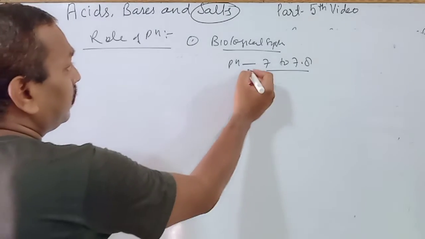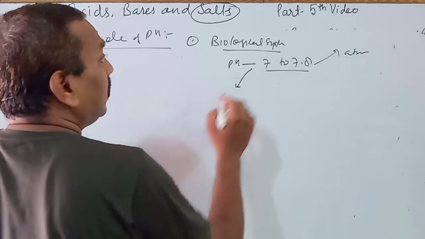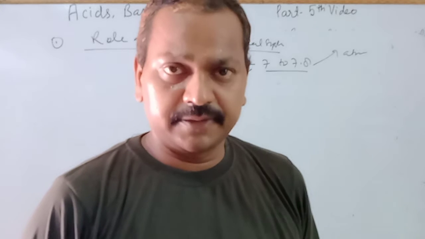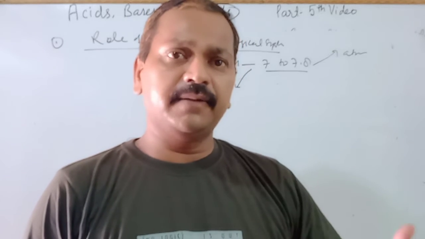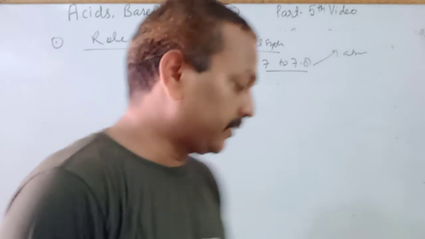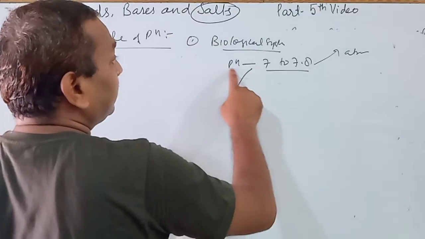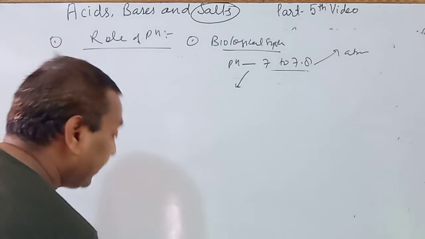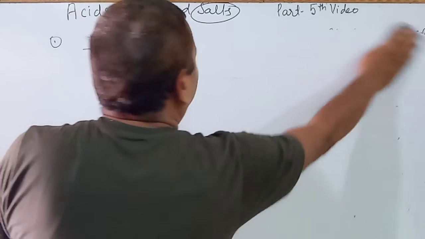Now if the pH goes above or below this range, survival of plants and animals will be difficult. For aquatic life, aquatic plants and animals, survival will be difficult. So this pH should be maintained. If it is in the normal pH range, plants and animals both can survive. This is a healthy pH value, so pH is specific for health.